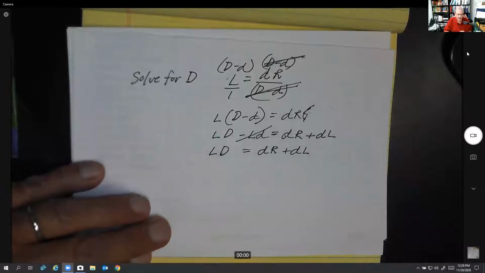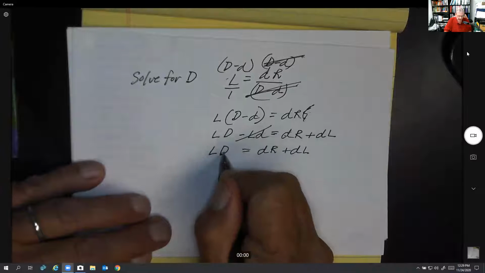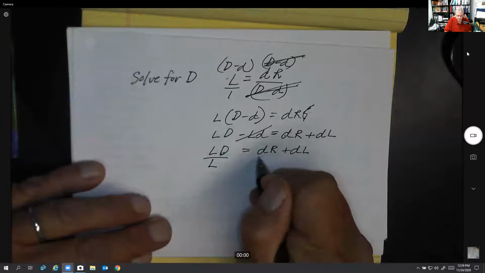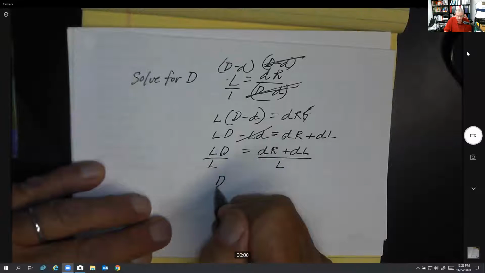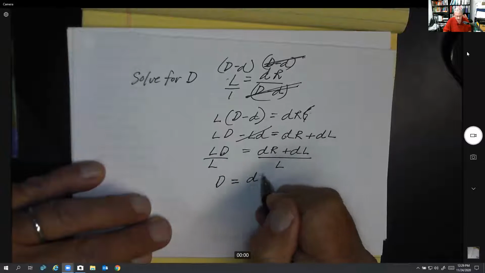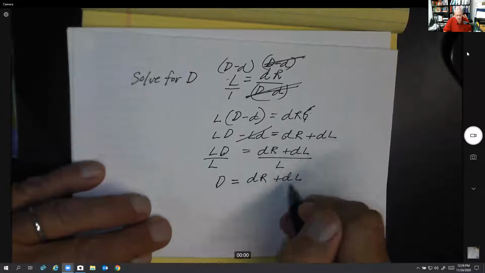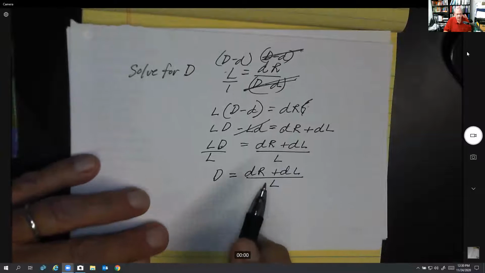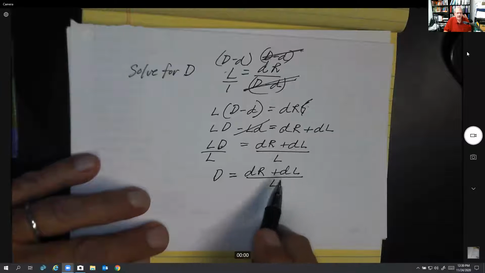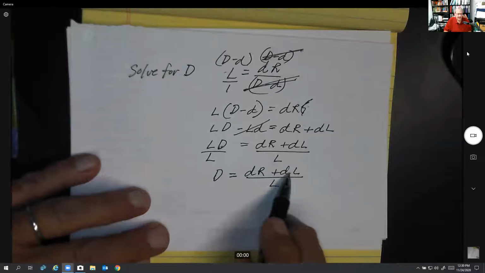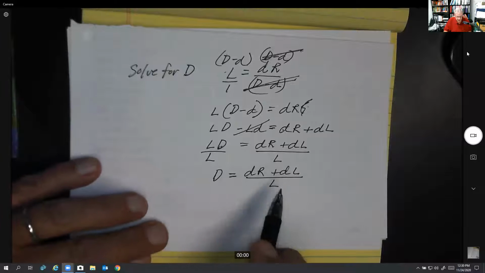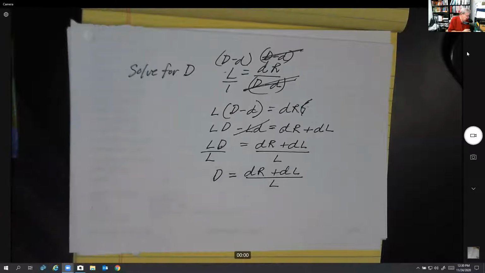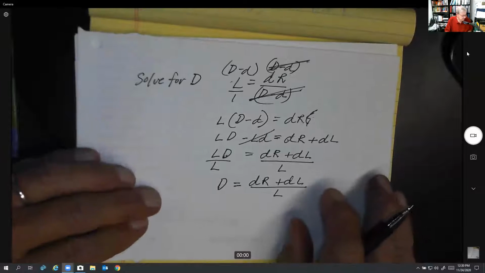Now finally, I want to get D by itself. So this is times L, I want to divide off the L. So capital D is equal to dr plus dL over L. Now, don't make the mistake of canceling those. Remember, the only way you can cancel is to factor and then cancel. If we factored, we'd take out a d and that would help us. So the L's cannot cancel. Most of the time, you're going to get into a situation where you cannot cancel.